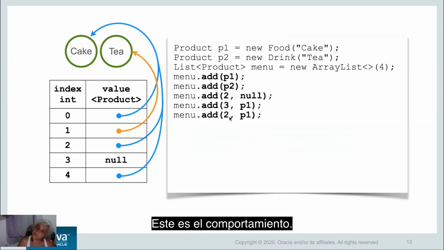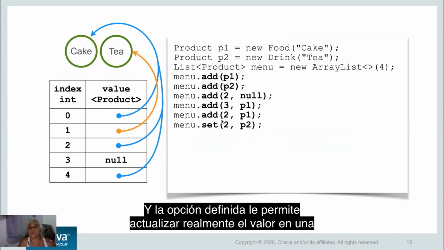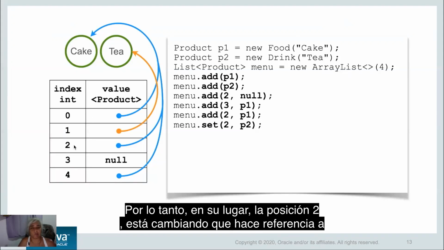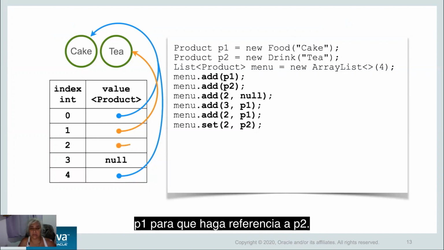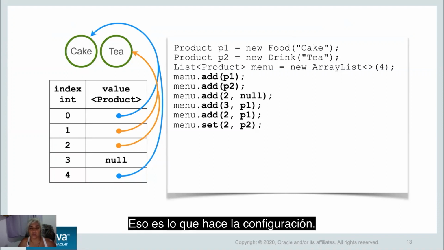That's the beginning. You can also use the method set, and set allows you to actually update the value of the position. So position 2, right? You're changing that from one reference to another reference, essentially updating the value. That's what set is.